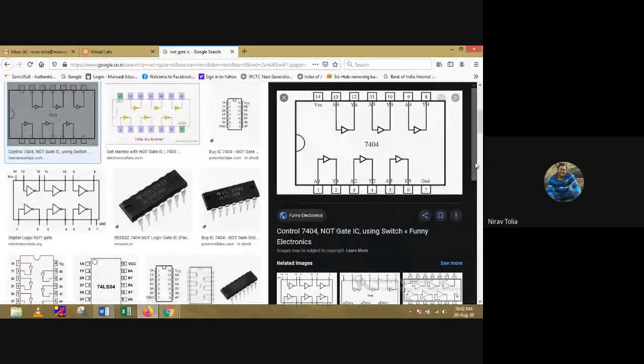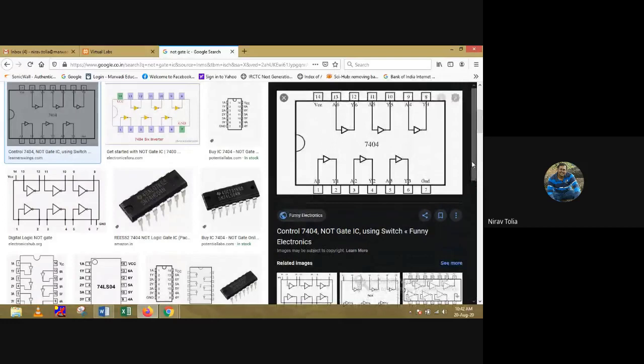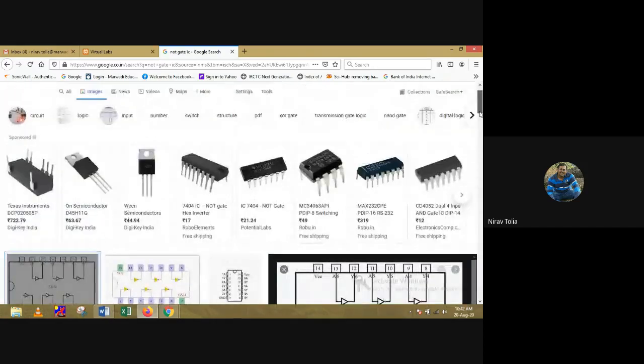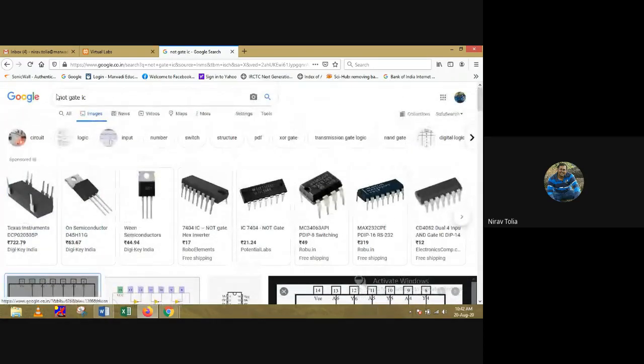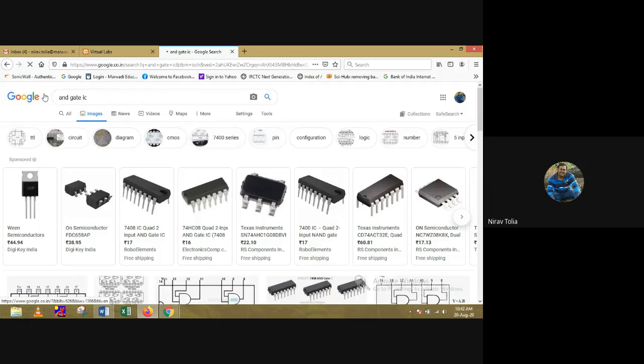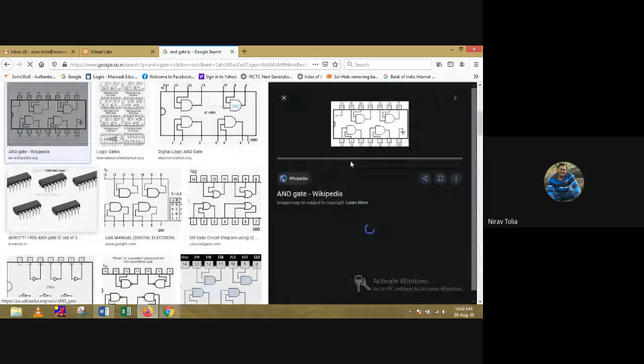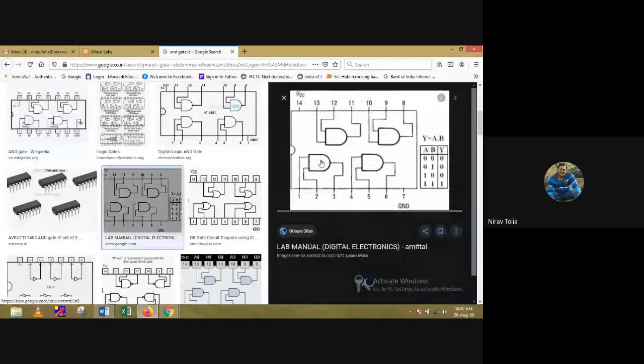So in each and every IC, we have four gates for AND, OR, NAND, NOR, exclusive OR and exclusive NOR. For NOT only, we have 6 gates inside the IC. Instead of NOT, if you write AND gate IC here and click on any result, suppose click on that, see, this is the IC.